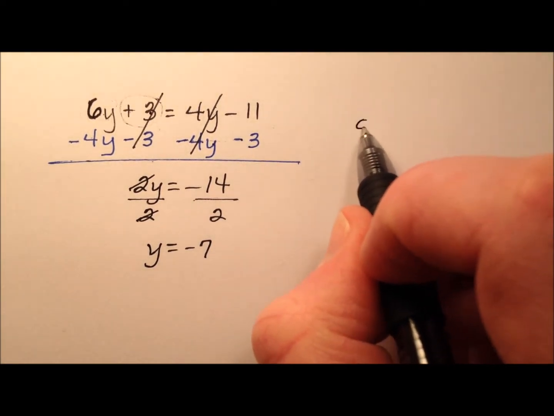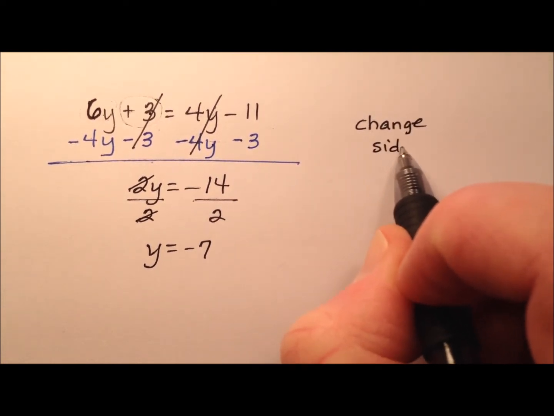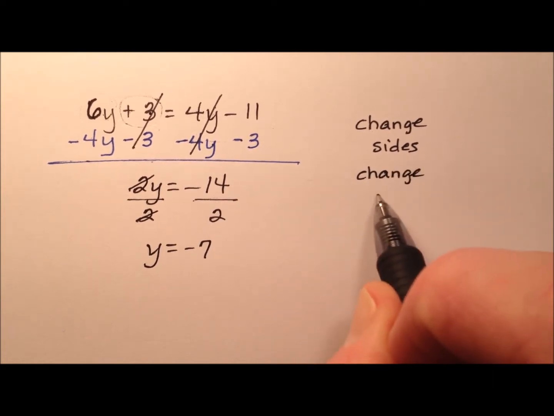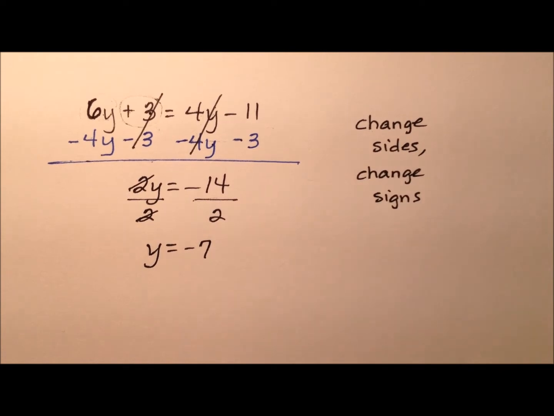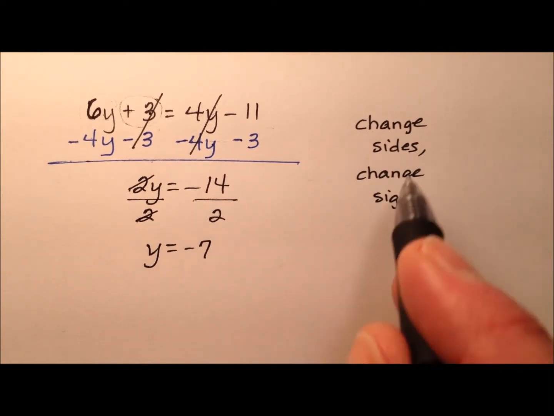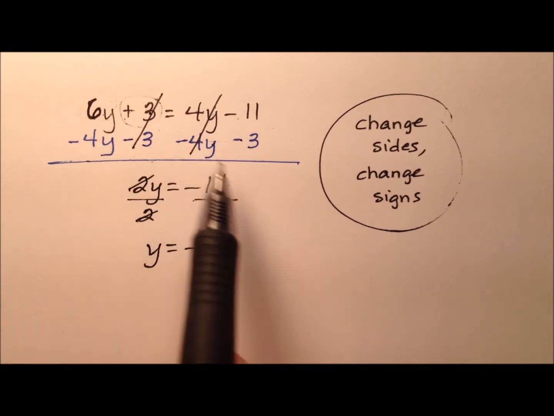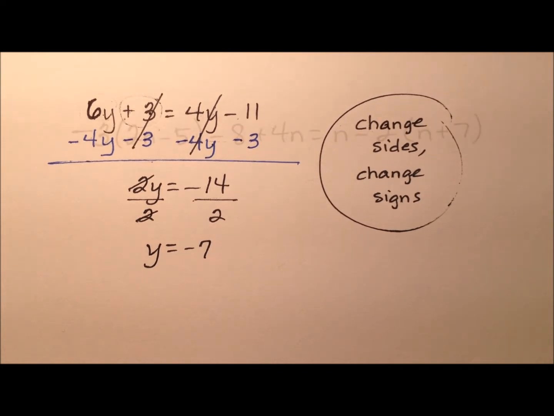So the idea is, if you want to change sides with the term, you can do that, but you need to change its sign. So, change sides, change signs. So to take a term from the left to the right or the right to the left, you can change that side just by changing the sign of that term.